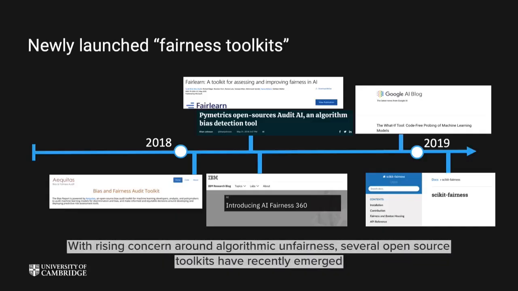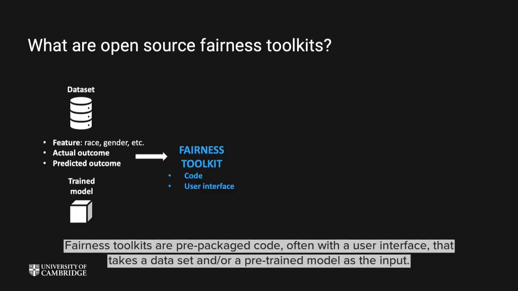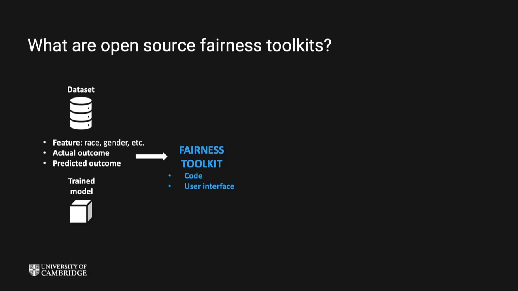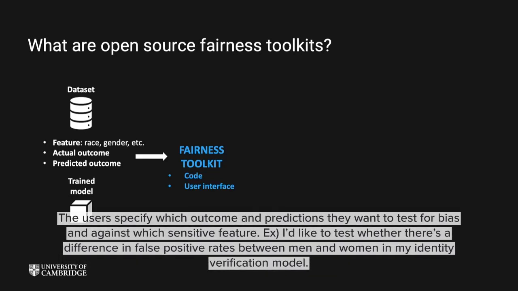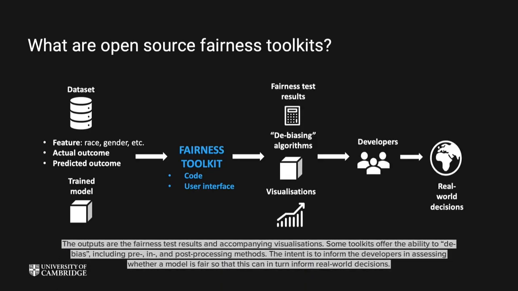With rising concern around algorithmic unfairness, several open source toolkits have recently emerged. Fairness toolkits are pre-packaged code, often with a user interface, that takes a dataset and/or a pre-trained model as the input. The users specify which outcome and predictions they want to test for bias and against which sensitive feature. For example, I'd like to test whether there's a difference in false positive rates between men and women in my identity verification model. The outputs are the fairness test results and accompanying visualizations.